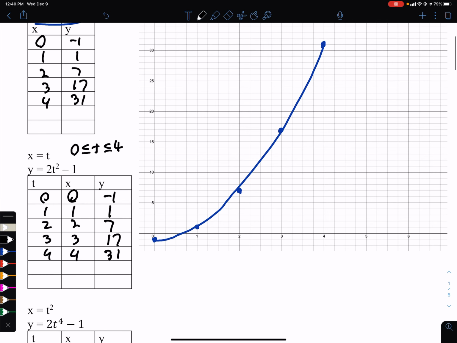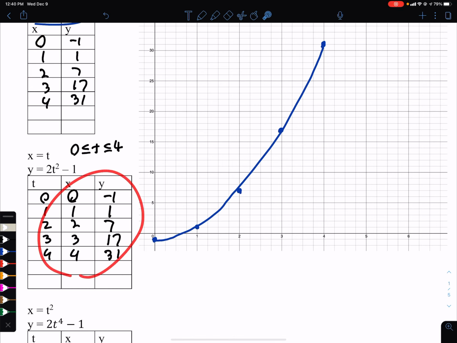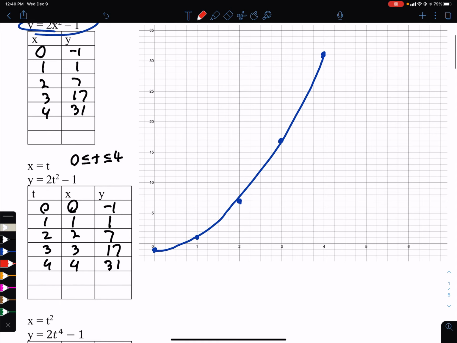So now I have a bunch of coordinate pairs, x and y coordinates. But you'll notice all of these are the same as these. So when we plot this, we get the same graph, but a very big distinction. We started this graph at this point, and it has a motion to it. It's moving to the right, and this is the ending point. So there's a directionality to this parametric that the regular graph does not have.